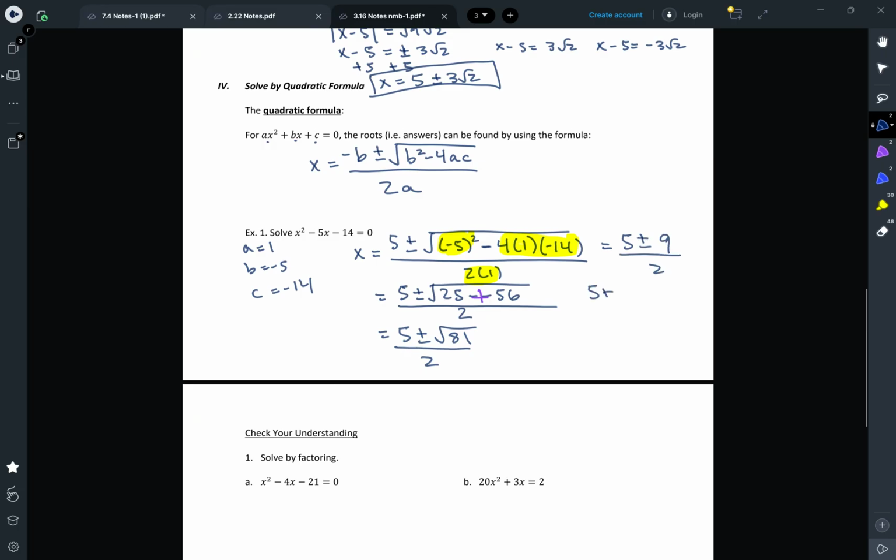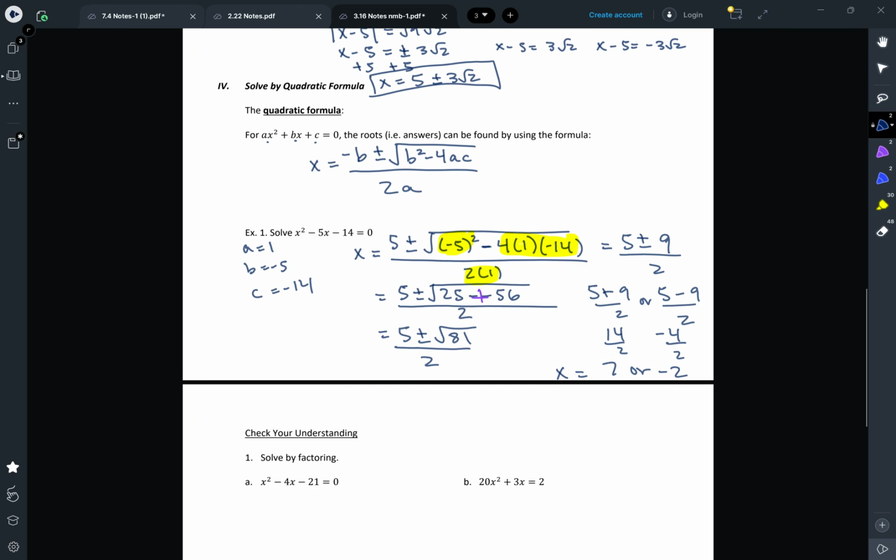So 5 plus 9 divided by 2, or 5 minus 9 divided by 2. So this is going to be 14 divided by 2, or -4 divided by 2. So x is going to be 7 or -2.